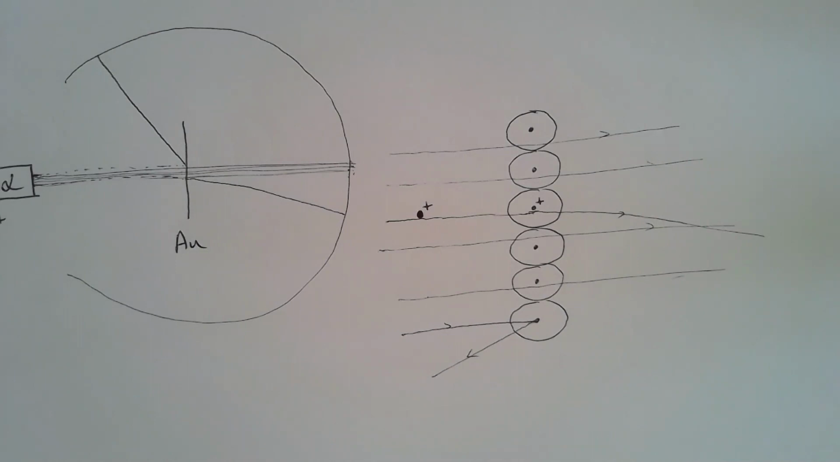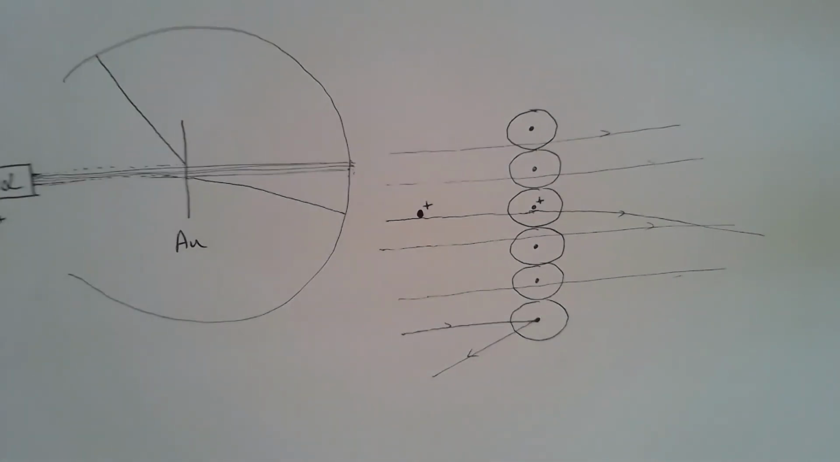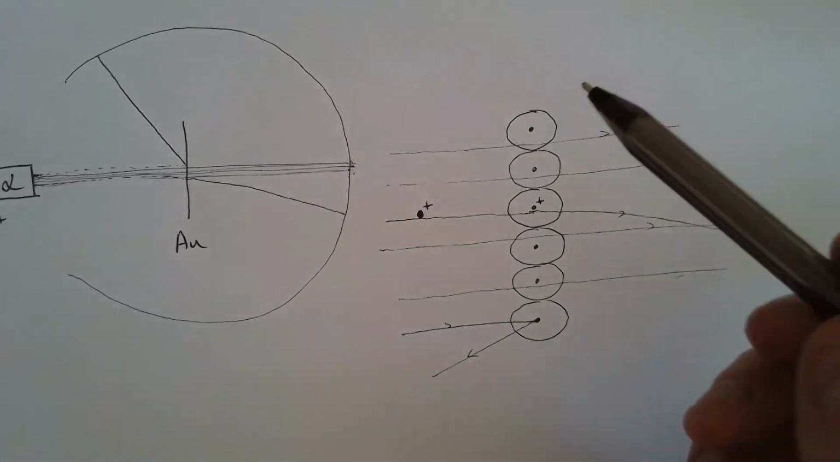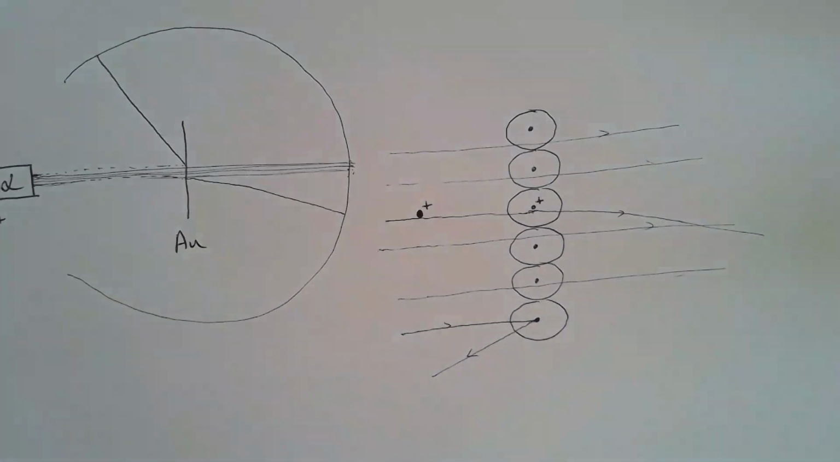Now this was the most unexpected of all. In fact, one of the scientists said at the time it was like firing a cannonball at a piece of tissue paper and the cannonball bouncing back. What that showed was that the nucleus was very, very dense, and therefore could reflect the alpha particle back, but that it was very small and occupied less than 1% of the total volume of the atom. So most of the atom is empty space.